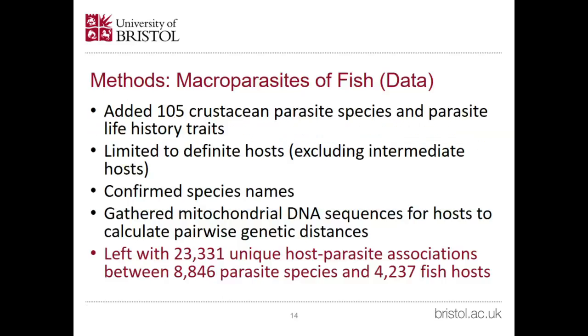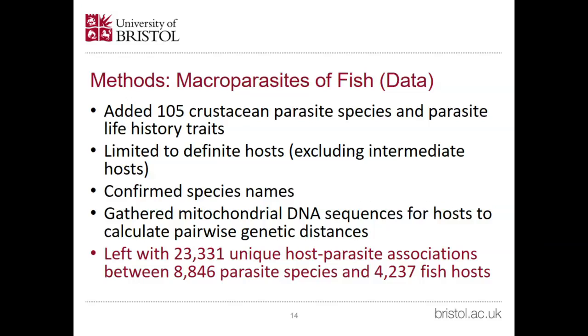We added some extra parasite species and traits which hadn't been included. For example, it was only helminths, so we added some crustacean parasite species. And we cleaned it up for our purposes by limiting it to definitive rather than intermediate hosts to make the calculation of generalism a bit simpler.